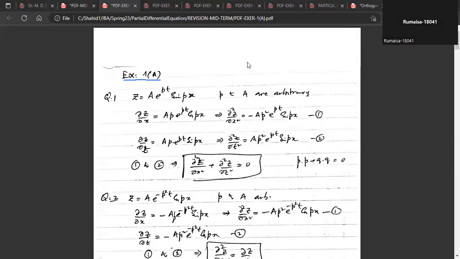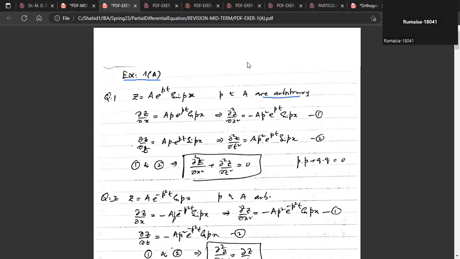Now we have considered some problems from exercise 1A, either exactly the same way or making slight changes. Z is the dependent variable, and here T and X are the independent variables. No, A and P are... P appears twice. P and X are independent variables. A and P are arbitrary constants. So we have to remove the arbitrary constants to obtain a differential equation.